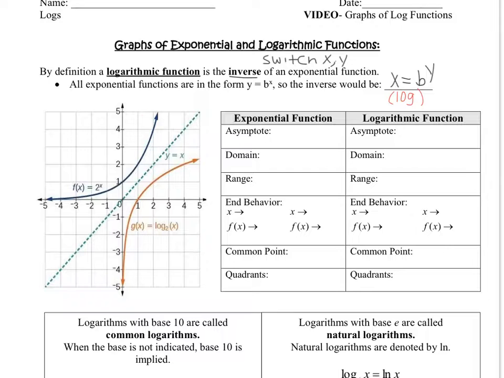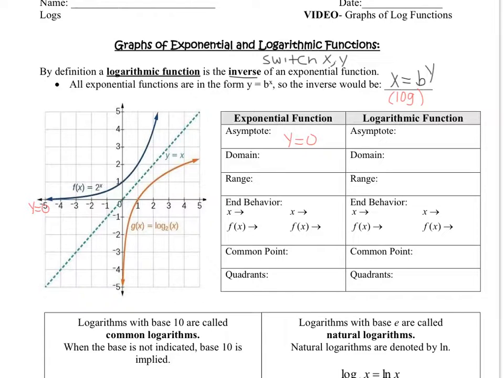Okay, so let's look at this picture right here. This picture shows an exponential function, the line y equals x, and the inverse function, which is the log. So all exponential functions look like this, and all log functions look like this, and they reflect over the line y equals x. So all exponential functions will have a specific asymptote. And here, if you look, this graph is approaching the line y equals 0, but it's never going to touch it. So that's the asymptote for an exponential function.